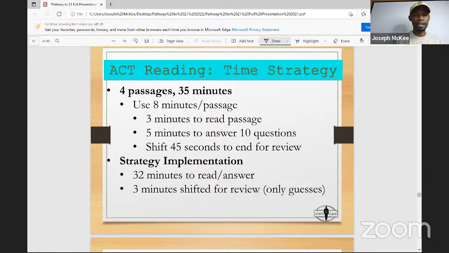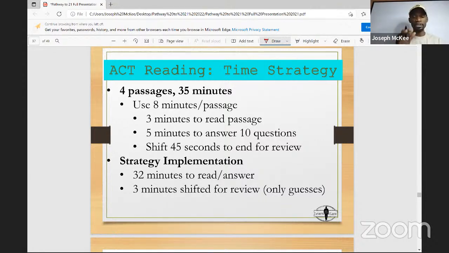What does that look like? You simply end up using 32 minutes to read and answer all of your questions. And you're going to have 3 minutes shifted for review. So this is a little different than the math and the English. In the English, you have 5 minutes. In the math section, you have 10. In the reading, you're only going to have 3 minutes shifted for review.